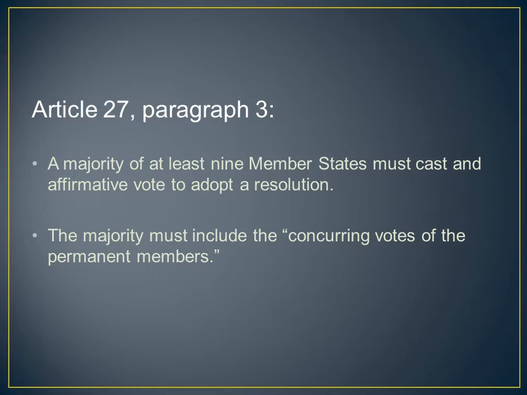In the resolution that authorizes the use of force, Resolution 1973, 10 member states cast a vote affirmatively for the resolution. 5 member states abstained from the resolution. Article 27, paragraph 3 goes on to say that the majority of 9 member states must include the concurring votes of the permanent members of the Security Council.